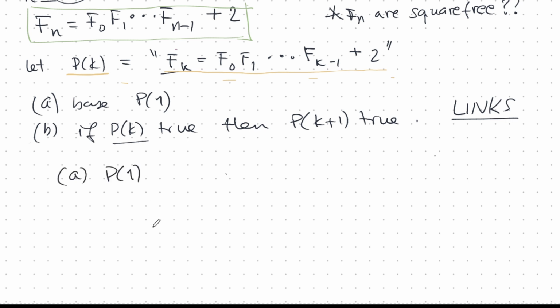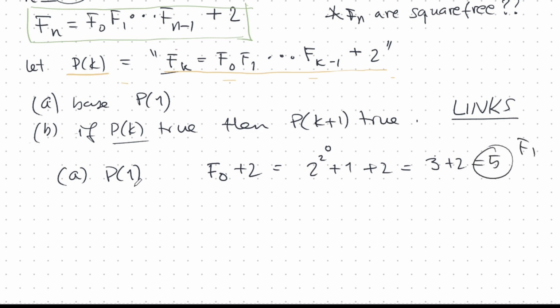Okay, we have to prove the base case P1. So let's begin with this. Let's take F0 plus 2. What's that? F0 is 2^0 plus 1, plus 2, so that's 3 plus 2, that's 5. But 5 is F1. And so therefore, I have F1 equals F0 plus 2.